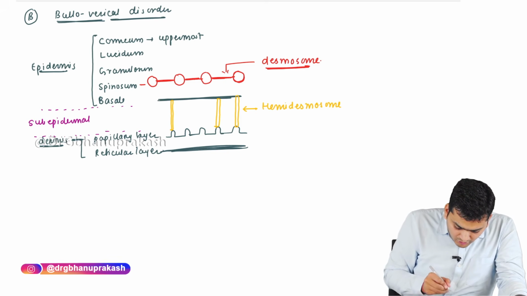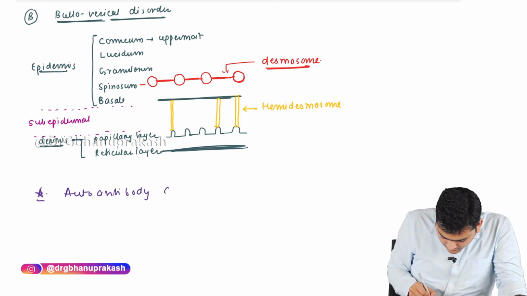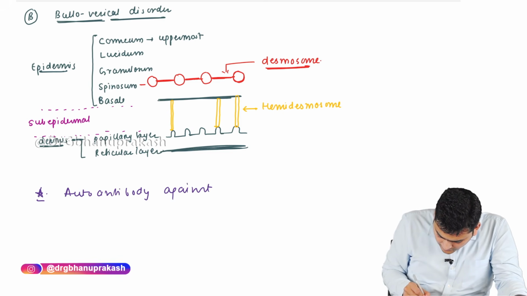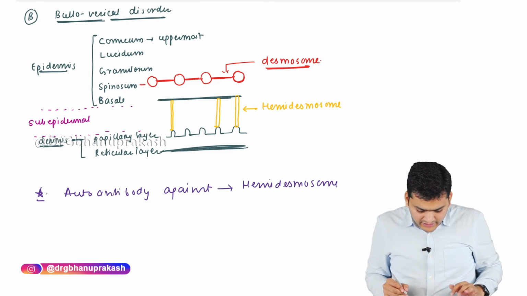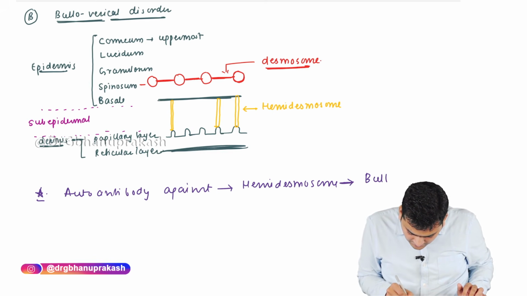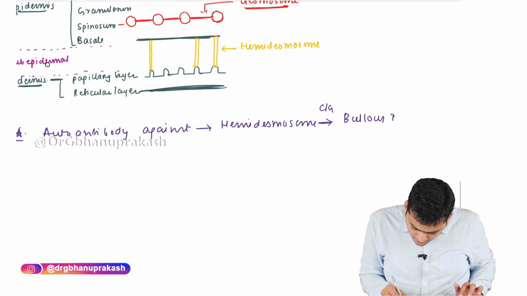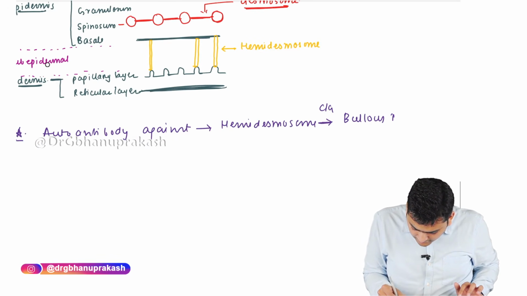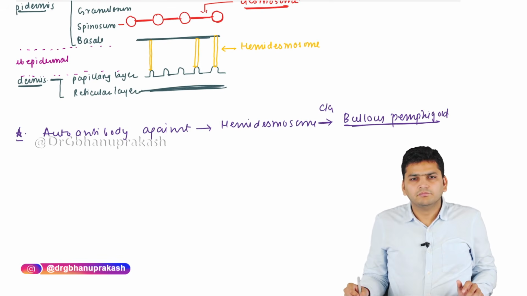these molecules. So let's say there is autoantibody against hemidesmosome. If there are autoantibodies against hemidesmosome, this is called as bullous pemphigoid. That is called as bullous pemphigoid.